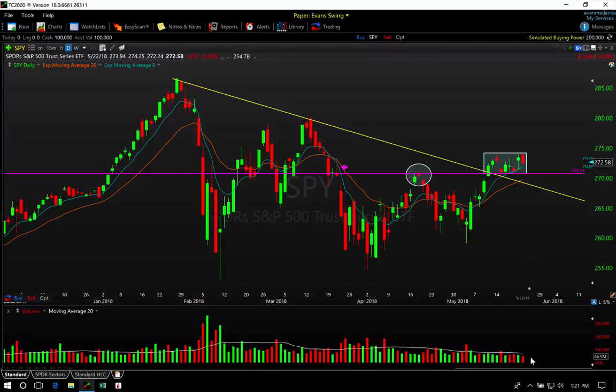We've seen volume pretty light over the past week or so of trading. So it's always more interesting to see if we can get a high volume breakout or a high volume breakdown to give us a little more confidence in that potential start of a new move. So that's also something that we will want to pay attention to. So that is the S&P 500.